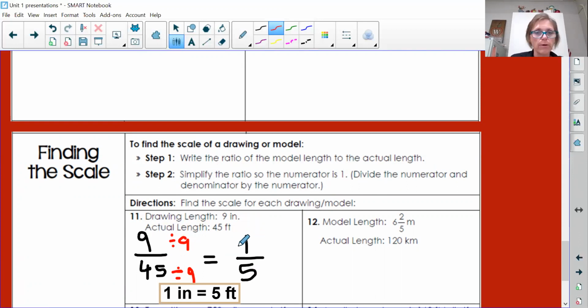Okay, but you're not finished there. Do you see how you make it into a scale? 1 inch equals 5 feet. So you are not done with just the fraction. You have to actually write the scale. And I have all those in the stream. Now let's go do one of your problems.